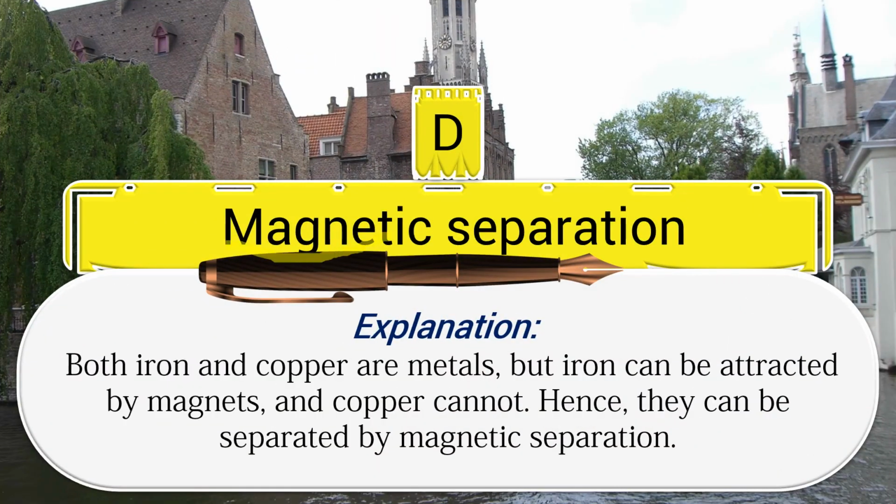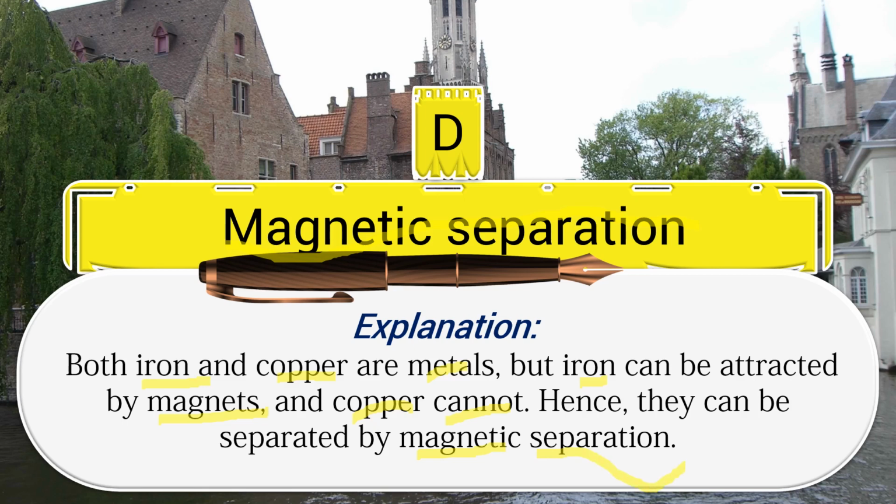The answer is magnetic separation. Both iron and copper are metals, but iron can be attracted by a magnet and copper cannot. Hence, they can be separated by magnetic separation.